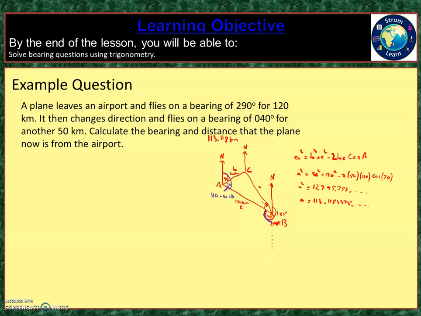I should be good to go with the sine rule. Or the cosine rule actually, because I now know all three lengths, so I could go with sine or cosine. Let's go sine just for a bit of a change. So I will need to use sine B over b equals sine A over a. So I've got sine B over 50 equals sine 70 over 113.118 and so on. And this is why it is important that we stored it in the calculator, because we're going to need to use that exact value when we come to type this in.